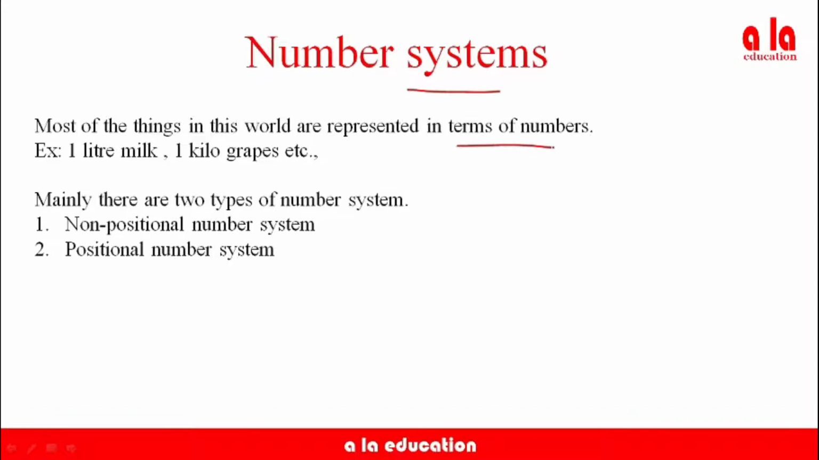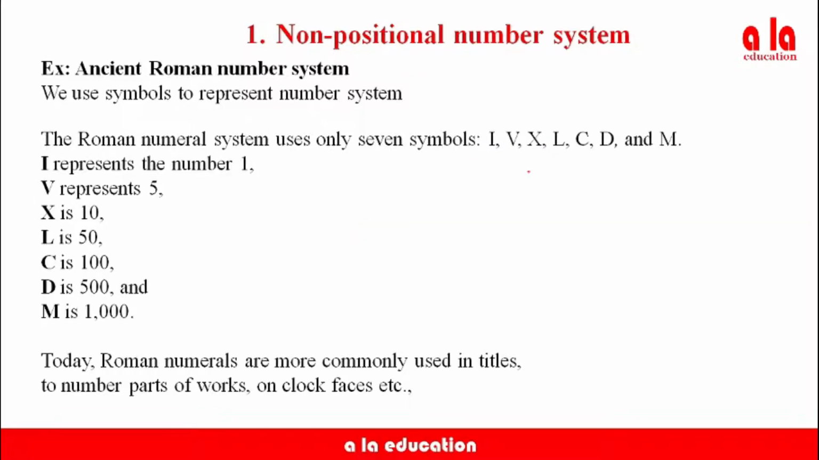Basically, number system is of two types, as I mentioned here. One is non-positional number system and another one is positional number system. We'll discuss one by one. First, we'll discuss non-positional number system. The example for non-positional number system is the ancient Roman number system. And here we use symbols to represent the number system. We don't use numbers to represent the number system. Instead, we use symbols.